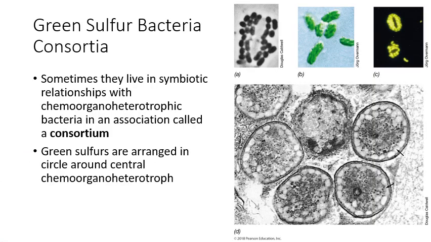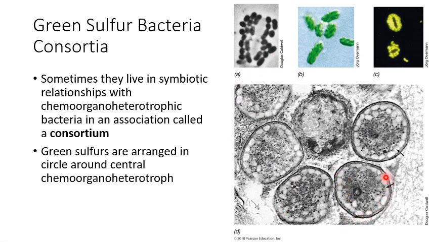You can find green sulfur bacteria in special types of symbiotic relationships with different types of chemoorganoheterotroph bacteria. They're forming an arrangement that's called a consortium, where you have the chemoorganoheterotroph in the middle, and then around that, in kind of a shell, you have the green sulfur bacteria. So here is an example of that.